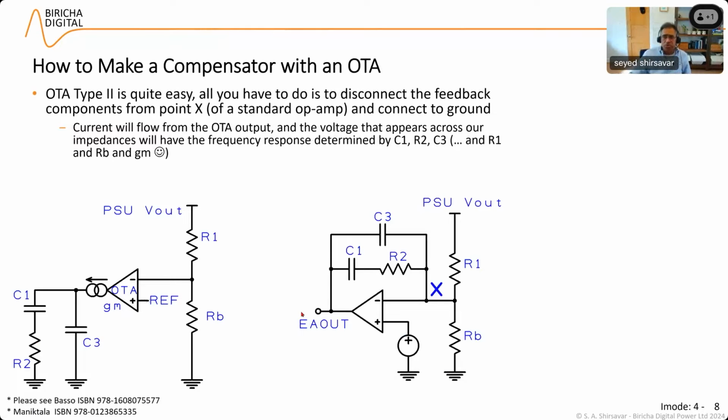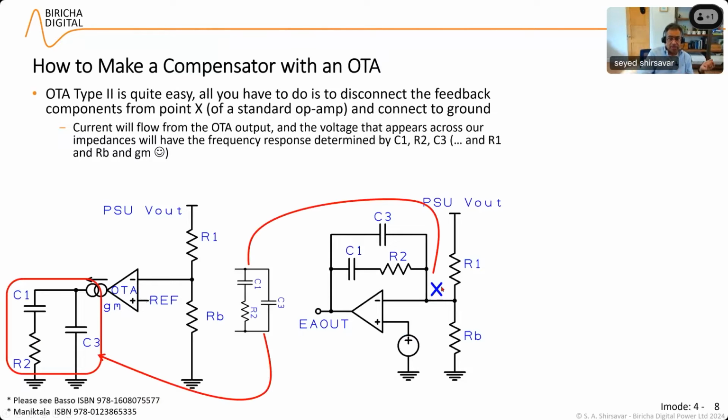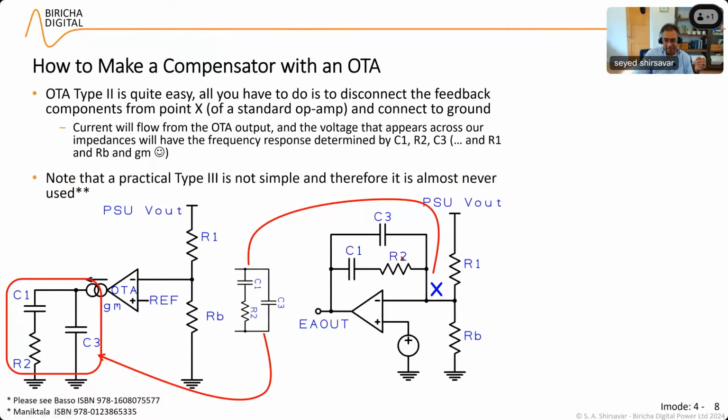As I mentioned, for type 2, it's quite easy. All you do is you take this point here, with X on it, you disconnect that, and you twist it 90 degrees, and you connect it down here. Okay, so this is a standard voltage amplifier. You can see that the compensator components are tied into the inverting pin.